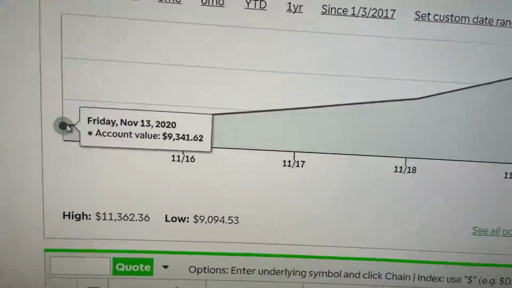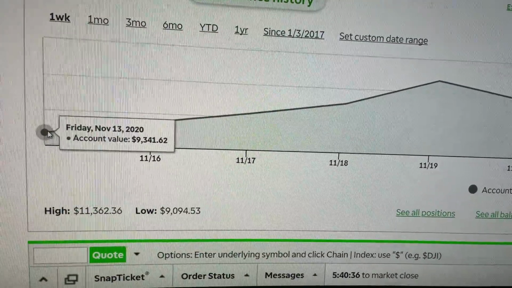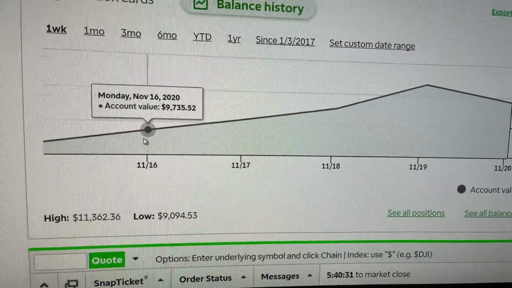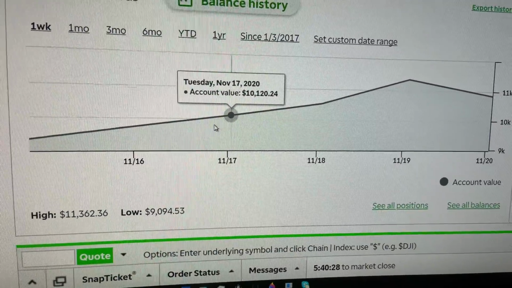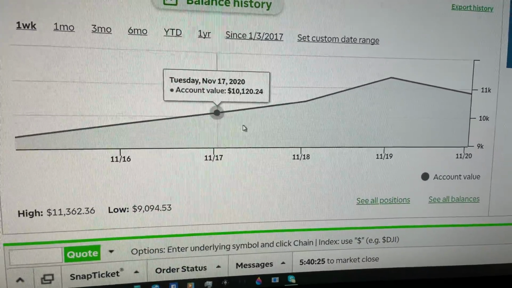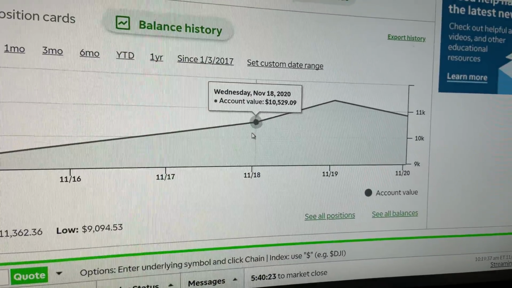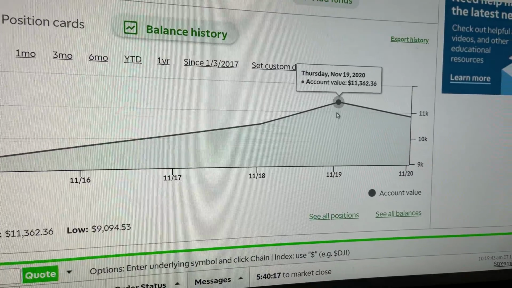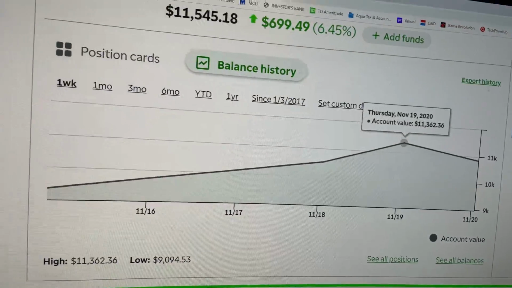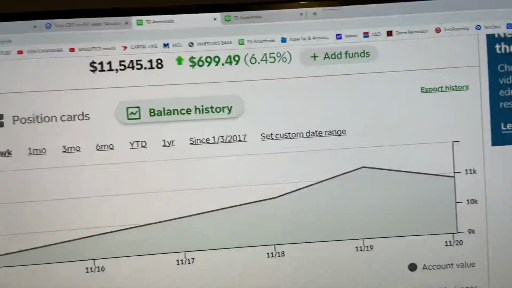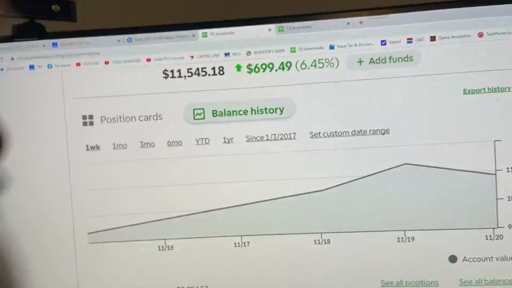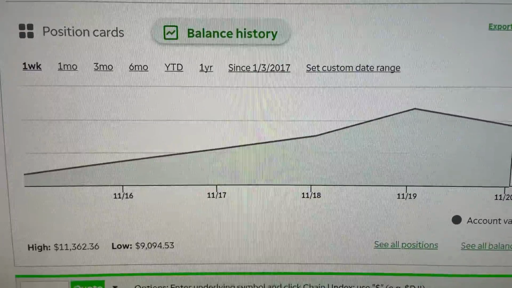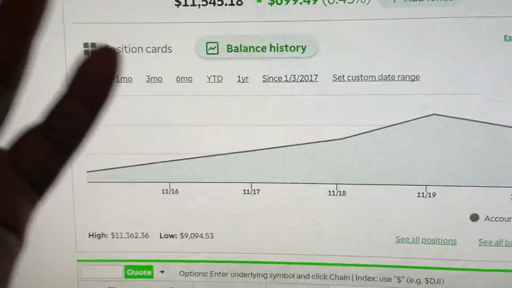So as you can see, Friday, November 13th, it was 9,341. Monday, November 16th, it was 9,735. What is this? 10,120 on November 17th. 10,529 on November 18th. 11/19 was $11,362. So the way this is going to work is I can make snapshots of this amount of money to show you how much money I made during a day or a week or whatever, because this is the base number.